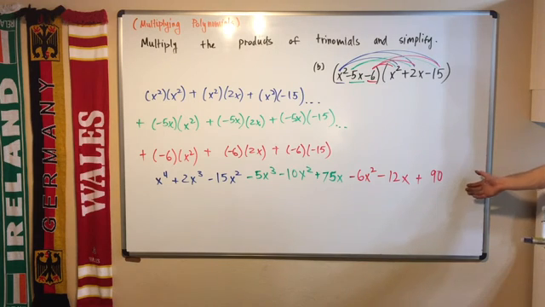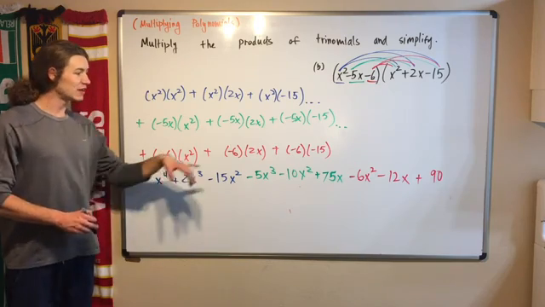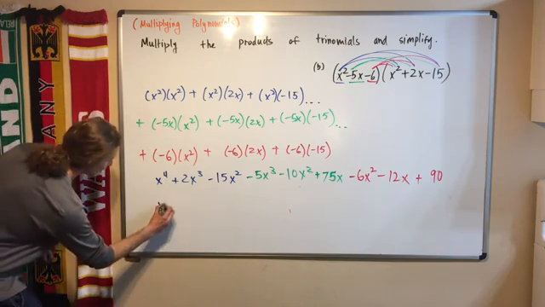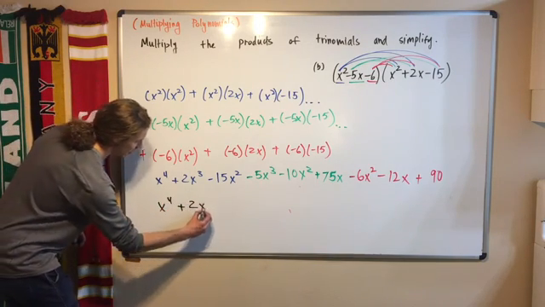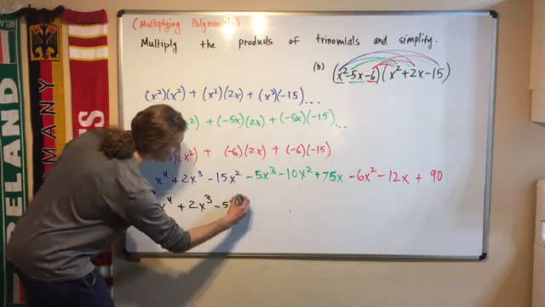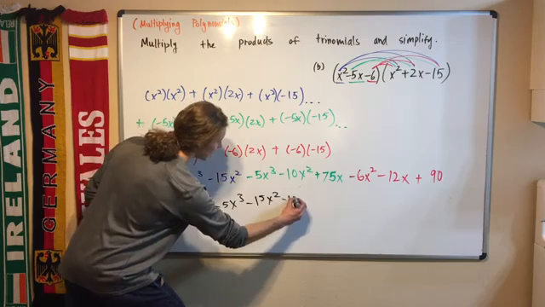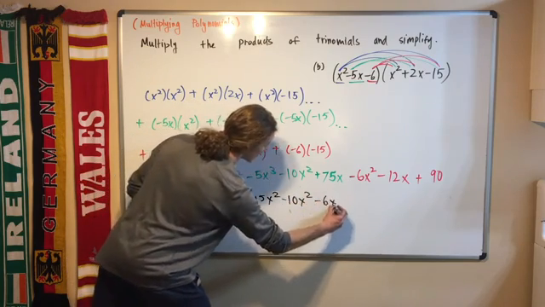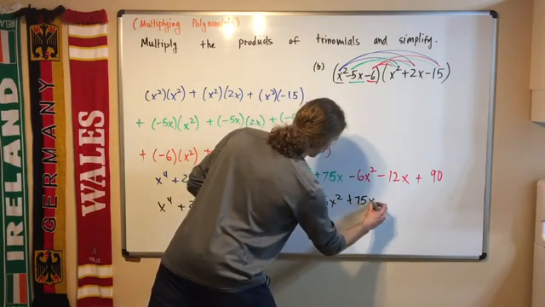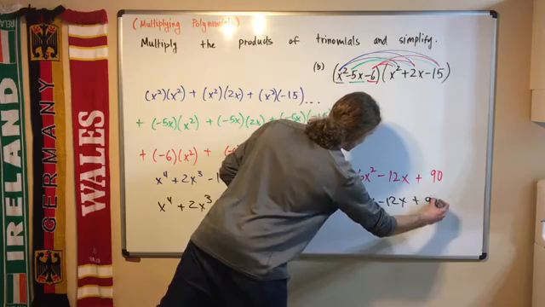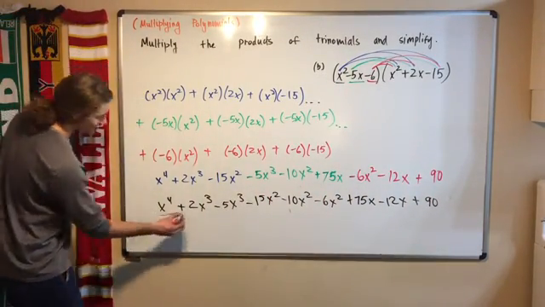We've written all these terms in one line. Let's start to combine like terms. At this point, I'll choose to rewrite these so all the like terms are by one another. So I have x to the fourth plus 2x cubed minus 5x cubed. That's all for cubes. Let's go to squares. Minus 15x squared minus 10x squared minus 6x squared plus 75x minus 12x plus 90.